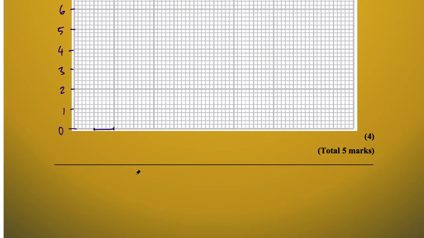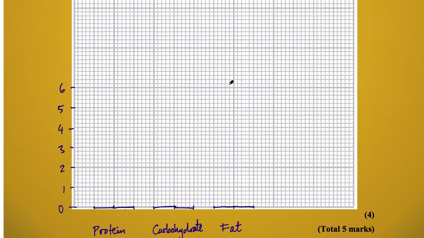So protein, leave a gap. What was the next thing? Carbohydrate. Leave the same gap, and fat. And now I need to think about plotting these, but I also need a key, so I'm going to need to shade the columns in different ways. Maybe leave one empty and fill one in.